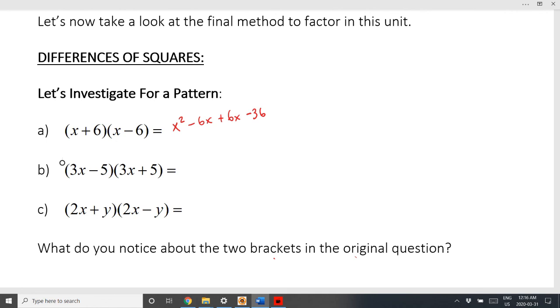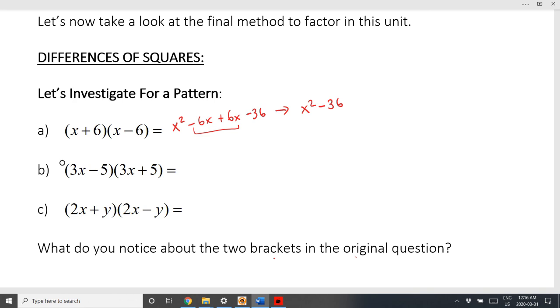And now we're just going to collect like terms and simplify. So we're going to notice here, I'm just going to write it on this side here, we're going to have x squared. The negative 6 plus 6 is going to cancel out. So that's just going to turn to 0. So we're not even going to write that, and we're going to be left with negative 36. Okay, do you see that?